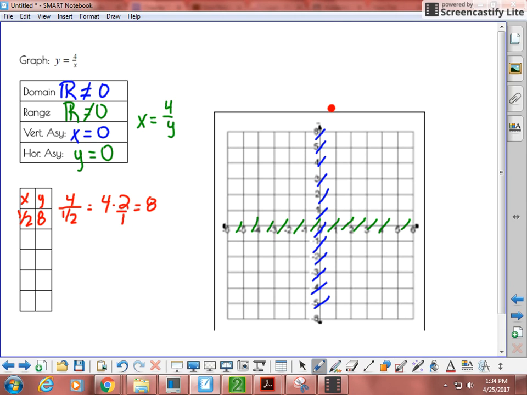So now I'm going in order. After a half, the next biggest number would be 1. Well, 4 divided by 1 is 4. So over 1 and up 4 is my next point. The next nice number would be 2. 4 divided by 2 is 2.